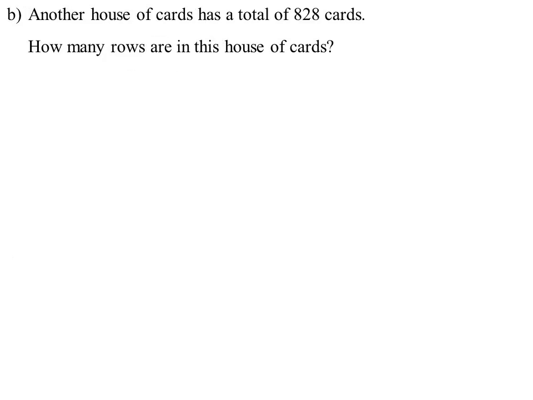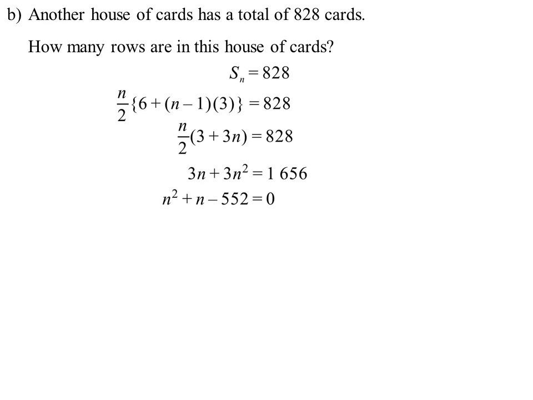Part B, another house of cards has a total of 828 cards. Now, how many rows were in it? So this time we know sum to n is 828. We've got to find n. We've already worked out a and d in the previous question. Substitute that in. Here's our equation we have to solve. We end up with a quadratic. What multiplies together to give minus 552 and adds together to give 1?